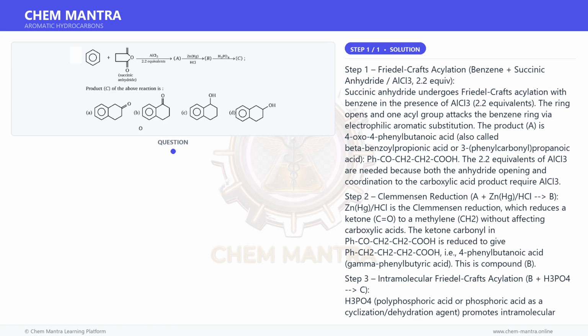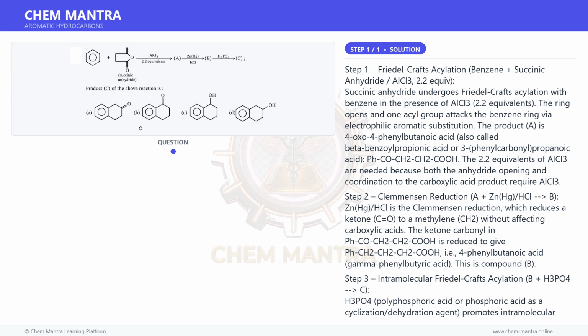Zn, Hg, HCl is the Clemmensen reduction, which reduces a ketone, C=O, to a methylene, CH2, without affecting carboxylic acids. The ketone carbonyl in Ph-CO-CH2CH2-COOH is reduced to give Ph-CH2CH2CH2-COOH, i.e., 4-phenylbutanoic acid, gamma-phenylbutyric acid. This is compound B.